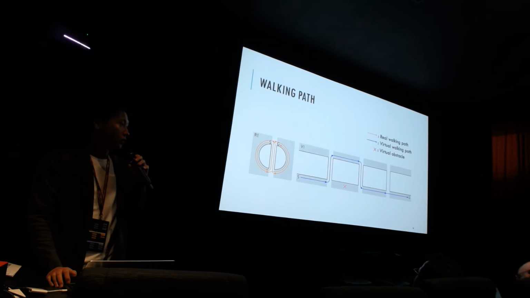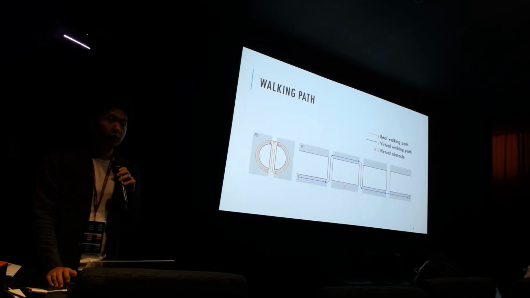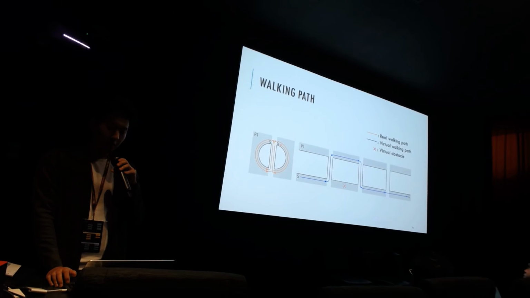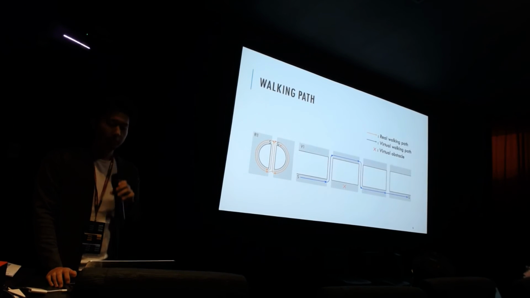This figure shows the model case of the walking path. Orange paths mean real walking paths, blue paths mean virtual walking paths, and a red cross means a virtual obstacle. The users walk about 40 meters from the start point to the goal point.